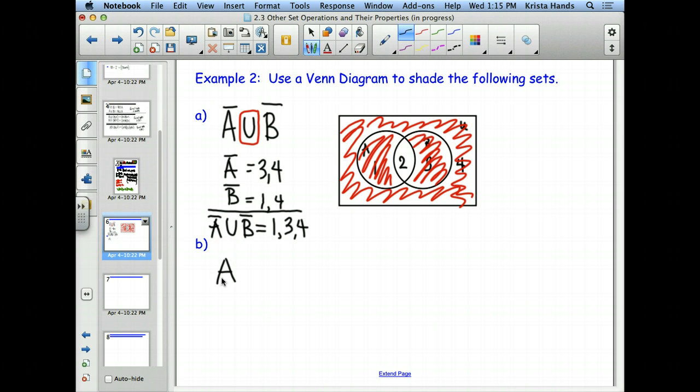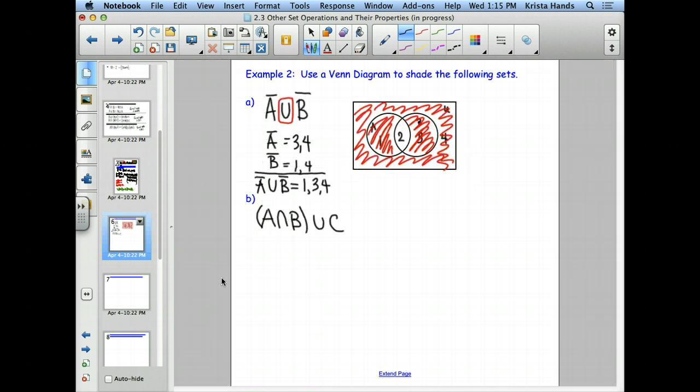So we're going to take the set A, and we're going to do the intersection with the set B. That's inside of a set of parentheses. And then we're going to do the union of that with set C.